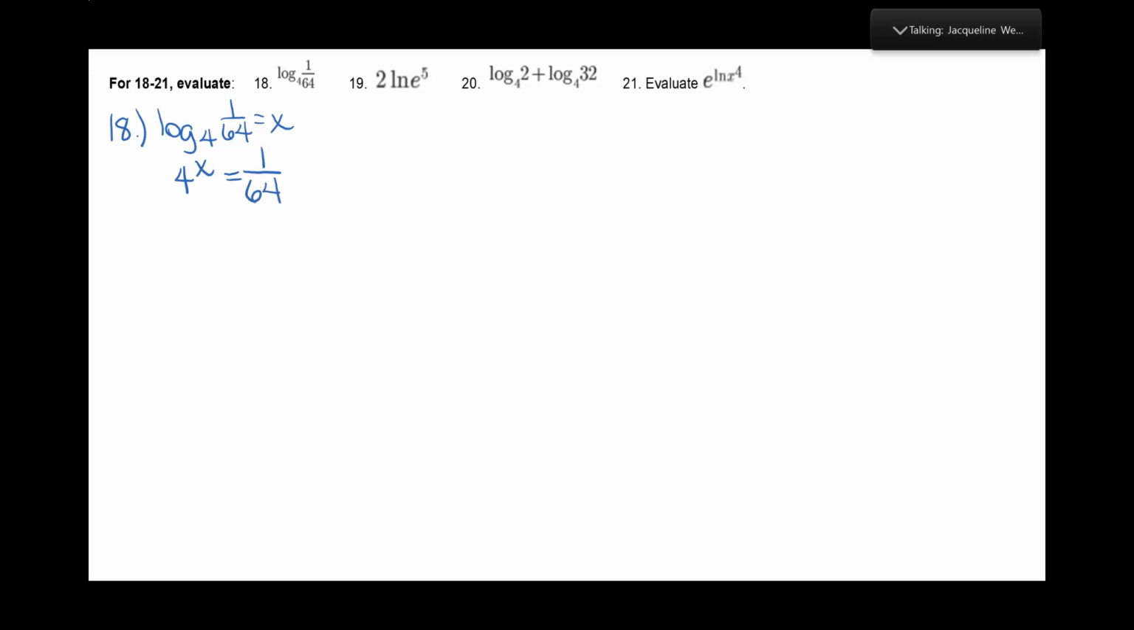Yes, 4 to the x is equal to 1 over 64. All right, so now we want to get our bases the same. So we can set our exponents equal to each other. How can we write 64 with a base of 4? Well, 4 times 4 is 16 times 4 is 64. There it is right there. So I can rewrite 64 as 4 cubed. Now, how do I get it up to the top? Negative exponent, right. So now my bases are the same and I can set my exponents equal to each other. So I can say x is equal to -3.